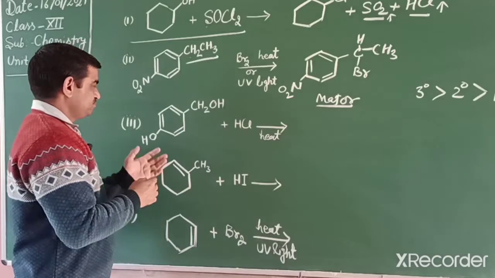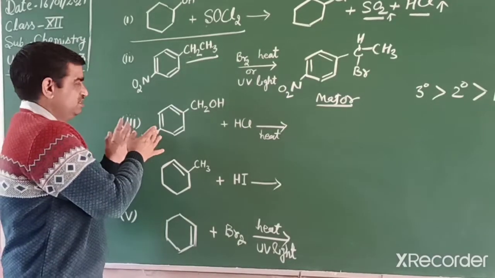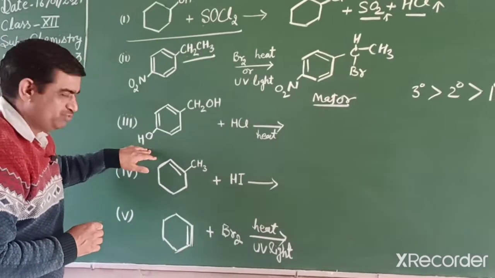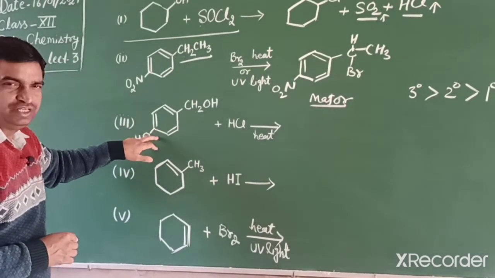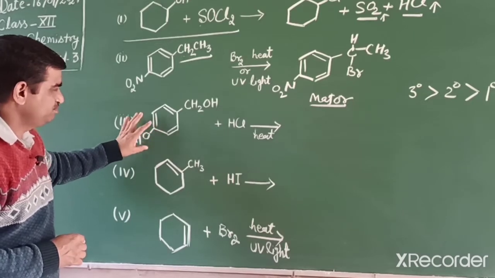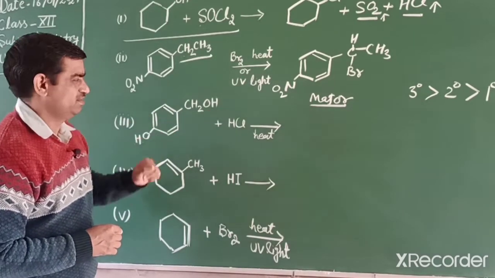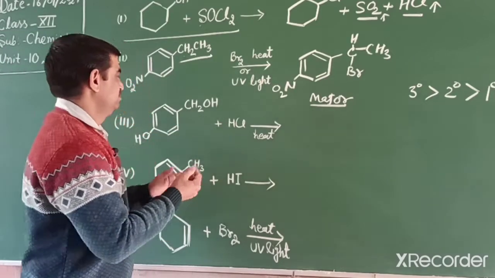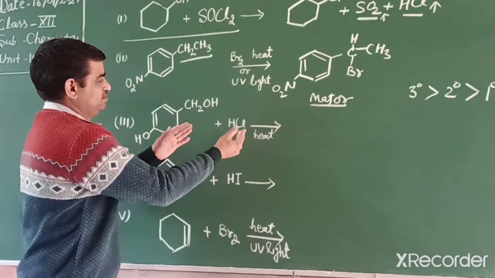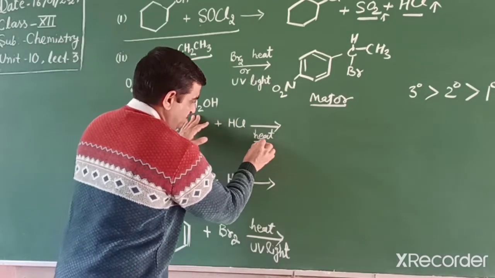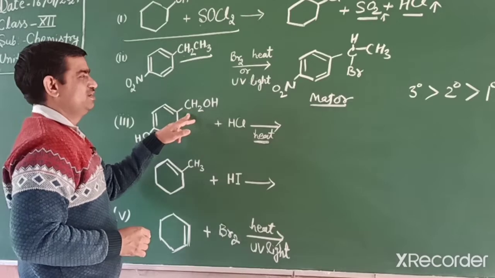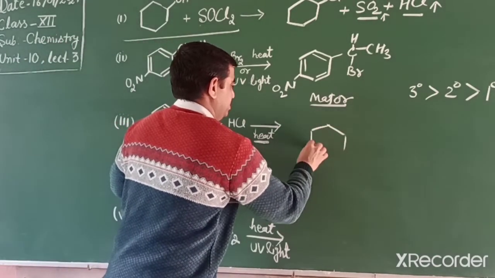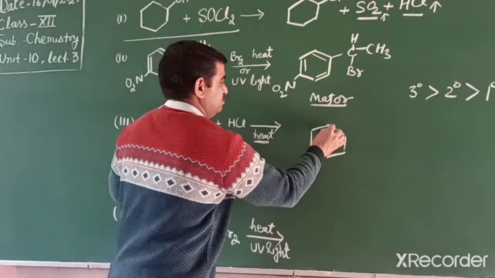Next reaction. If you see this reaction clearly, there are 2 OH groups. This OH is attached to the benzene ring, so it is an aromatic alcohol, meaning phenol, but this one is an aliphatic alcohol. And when an alcohol reacts with HCl and heat, meaning HX, it is definitely converted, because this alcohol is a primary alcohol or 1 degree alcohol. So by heating it converts to the corresponding halide.